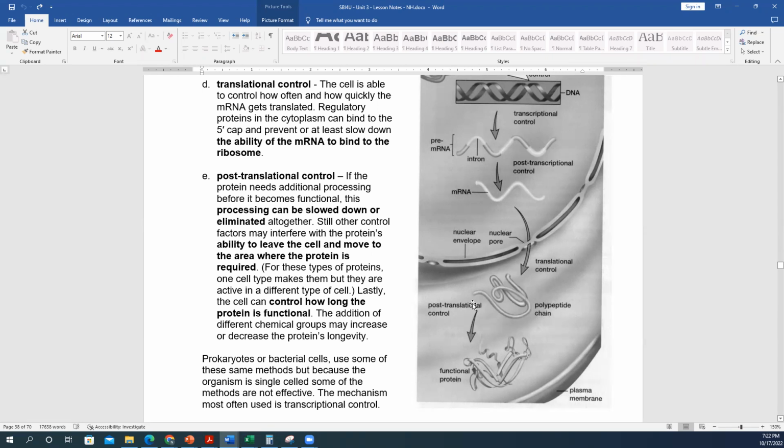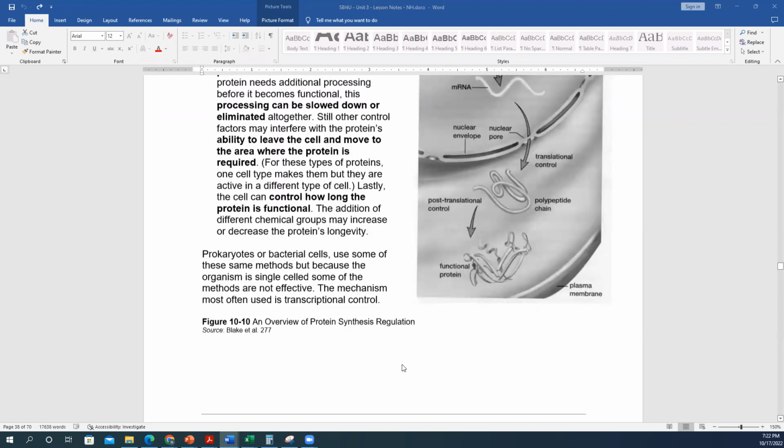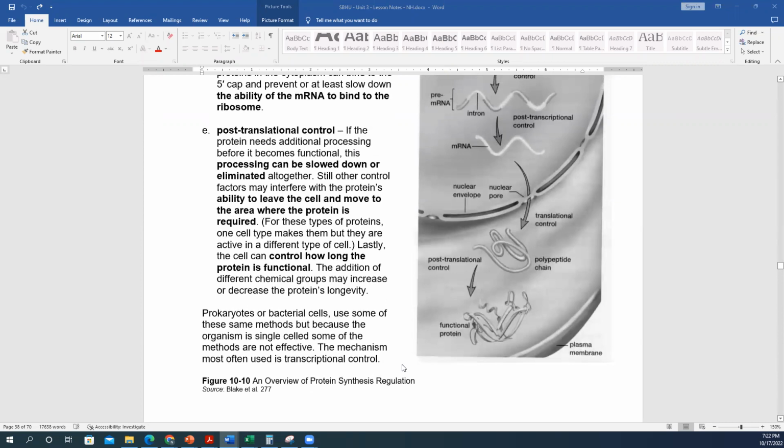And finally, the fifth one is this post-translational control. If the protein needs any additional processing before it becomes fully functional, this can be either slowed down or eliminated altogether.